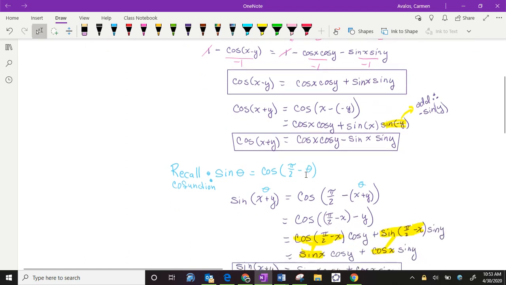And then we know, because sine and cosine are cofunctions, that sine of theta is equivalent to a shift of pi over 2. Remember, sine and cosine are the same. It just has one shift. So this is what we have here. That explains that they're equal to each other.